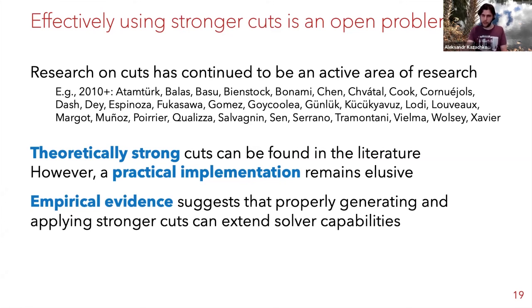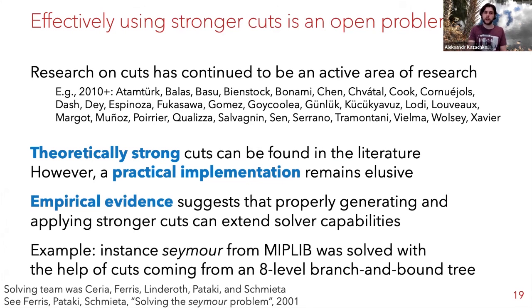There is evidence from computational studies that stronger cuts can help. For example, there's this instance Seymour from MIPLib, and it was solved using quite strong cuts generated from a branch and bound tree that was stopped after 8 levels. Then those cuts were lifted to be valid for the whole tree, and they were applied in some manner within an algorithm. And that's how that problem was solved. So we know that if you use stronger cuts correctly, they can positively impact the solution time and the process of an integer programming solver. And the question is, how do we do that generically, not just for a specific problem?